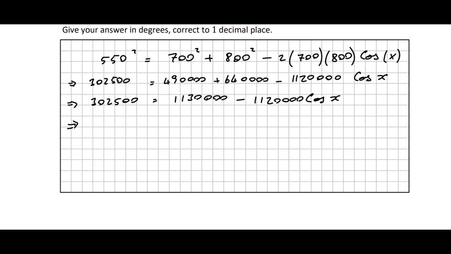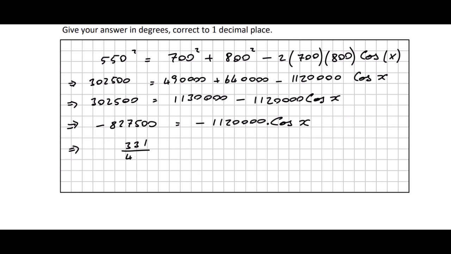Okay, so next thing I'm going to do is take the 1,130,000 and bring it over to the other side. So I'm going to subtract that from both sides. When I do that, on the left hand side I get 827,500. On the right hand side I get minus 1,120,000 cosine X. Next thing I'm going to do is divide. This here is multiplied by the cos X, so I'm going to divide by that.